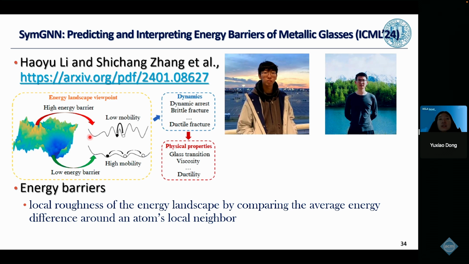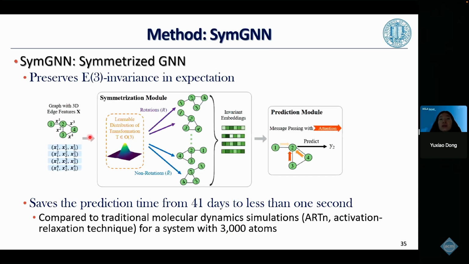So for example, for the SimGNN, which we proposed to try to predict the energy barriers for the metallic glass, which is the second material that we have mentioned earlier. In this task, we utilize a specially designed GNN, and it can preserve the E3 invariance in expectation. The most important thing is that it can reduce the prediction time from 41 days to less than 1 second, so that it gives us the possibility to enumerate many possible designs and try to understand whether they are reasonable or not.